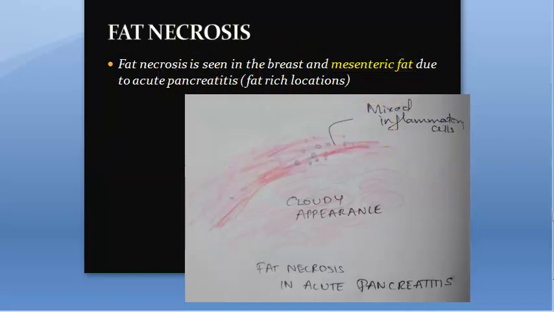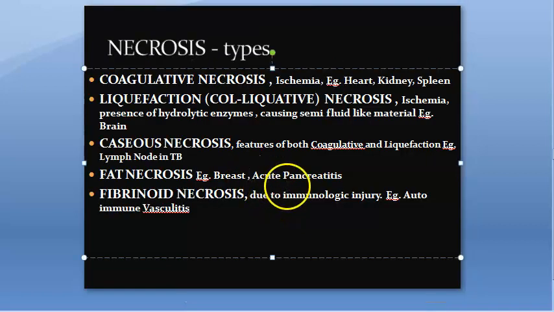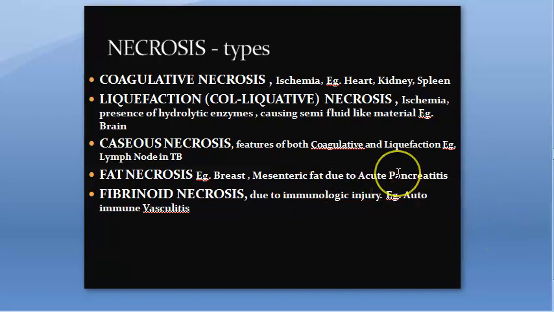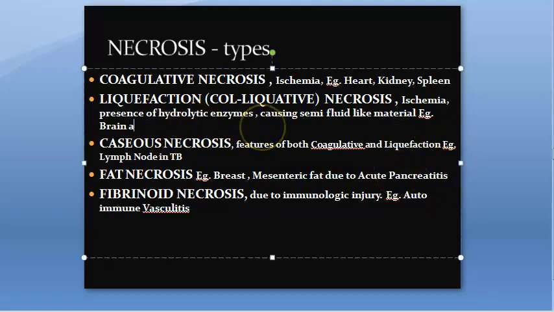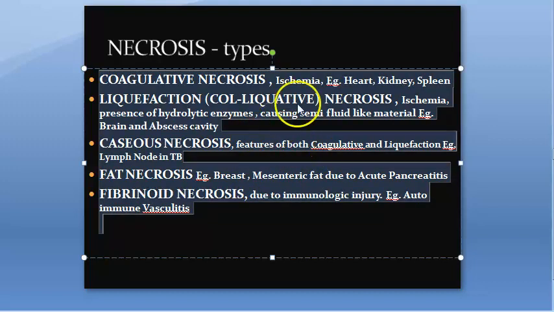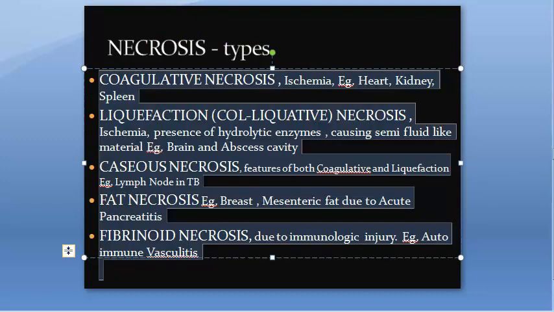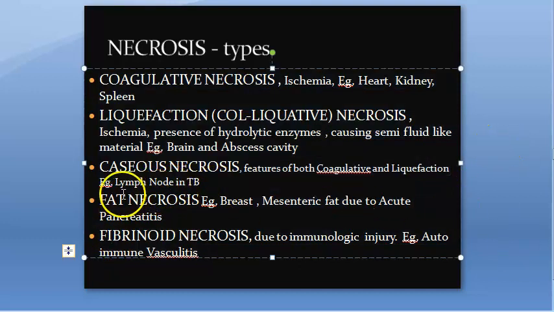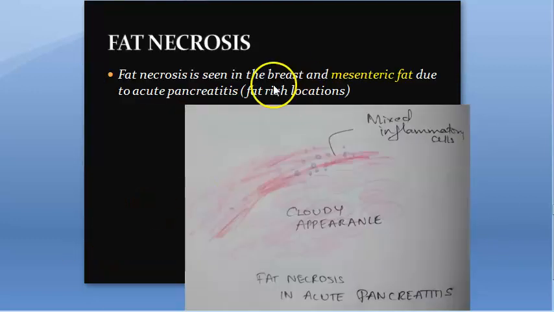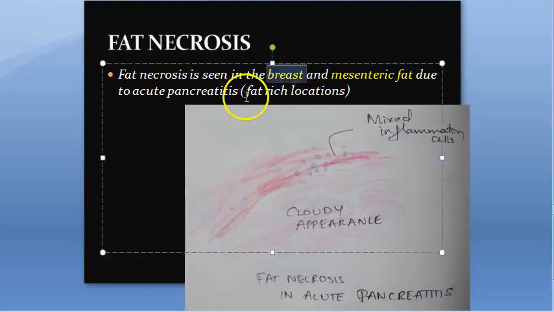Okay, let's just correct it in our previous slide also. Here, just write mesenteric fat due to acute pancreatitis. Due to is better. Right? Here you write liquefaction, you write brain and abscess cavity. Clear, right? Anybody has problem in this understanding? Okay. So now we are in fat necrosis at the moment. So it will be in anatomically fat-rich locations like breast and mesenteric fat due to acute pancreatitis.